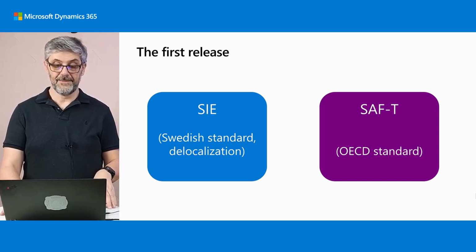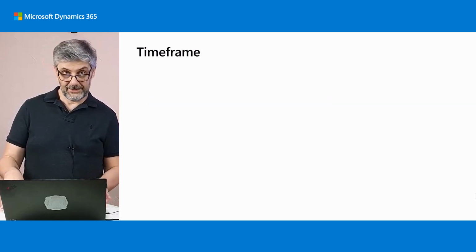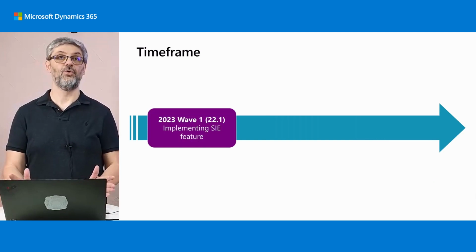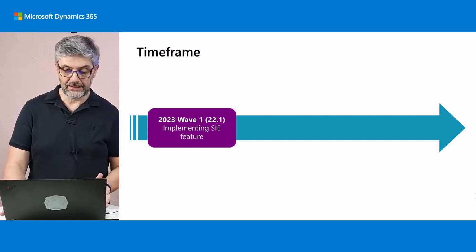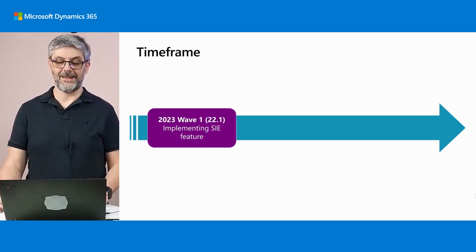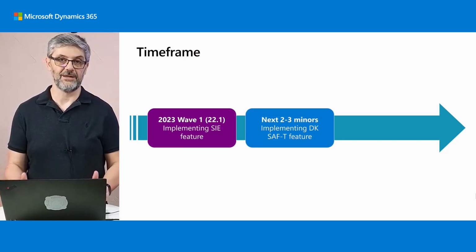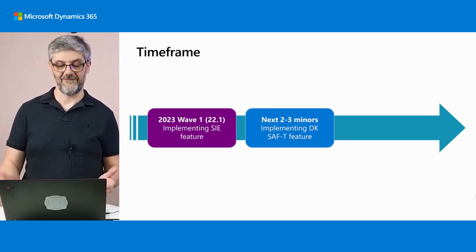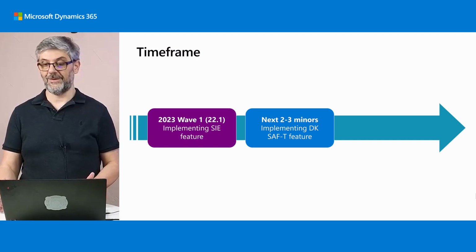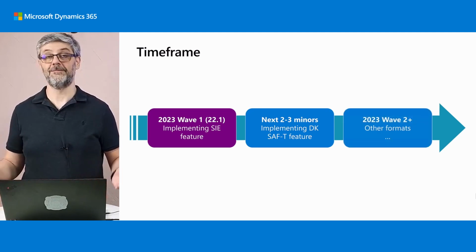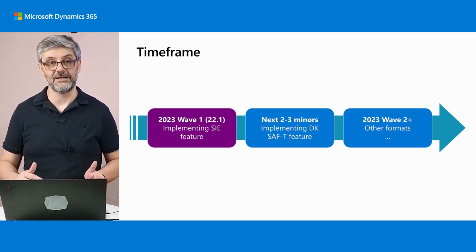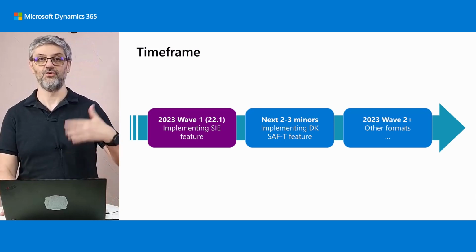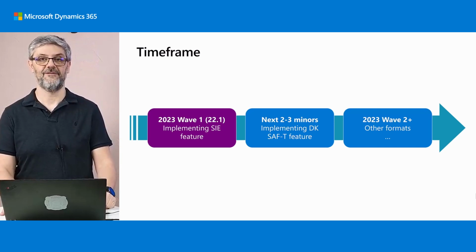If you look at the time frame, with Wave 1, to be accurate from 10.22.1, we will implement the full SIE feature in the audit file export extension. In the next two to three minors maximum, we will implement the Danish SAF-T feature inside of this, so it will be at most in the period between Wave 1 and Wave 2. After that, from 2023 Wave 2 onward, release by release, we will continue adding new audit file formats to our audit file export extension.